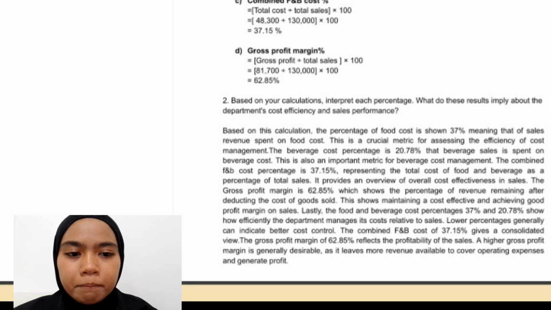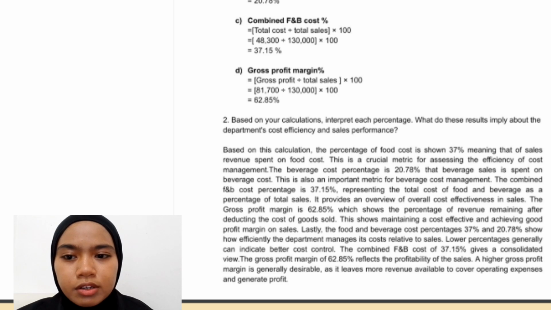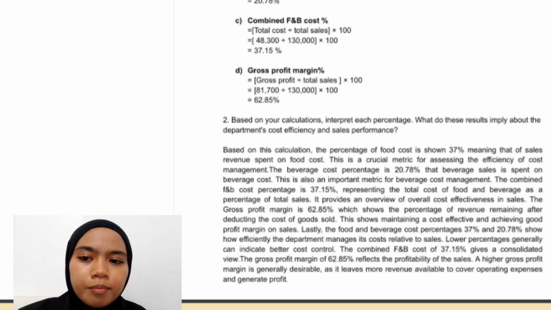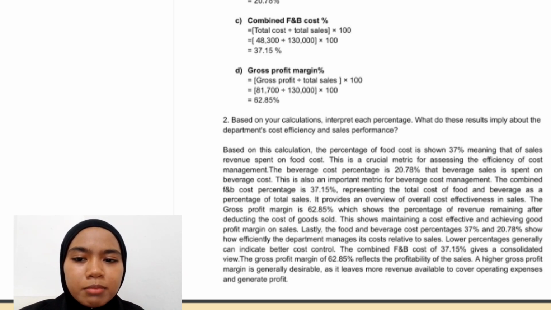equal to 62.85%. Based on these calculations, the percentage of food cost is 37%, meaning that 37% of sale revenue is spent on the food cost. This is a crucial metric for assessing the efficiency of cost management. The beverage cost percentage is 20.78%. The beverage sale is spent on beverage cost. This is also an important metric for beverage cost management.